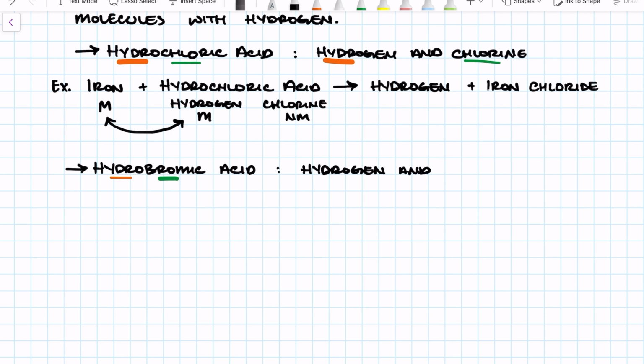And now the bromic sounds a lot like bromine, and that's exactly what it is. So it's a combination of hydrogen and bromine. Okay, that's what hydrobromic acid is. So let's take a look at another example here. So what if I were to combine something like, let's have iron again. And this time I'm going to mix it with the hydrobromic acid.